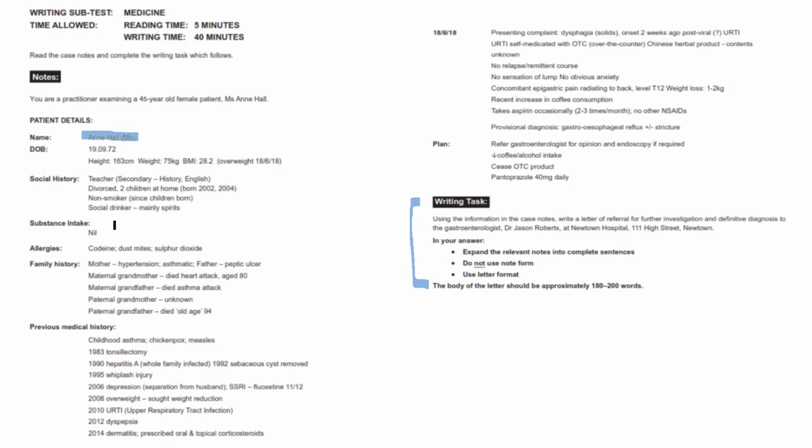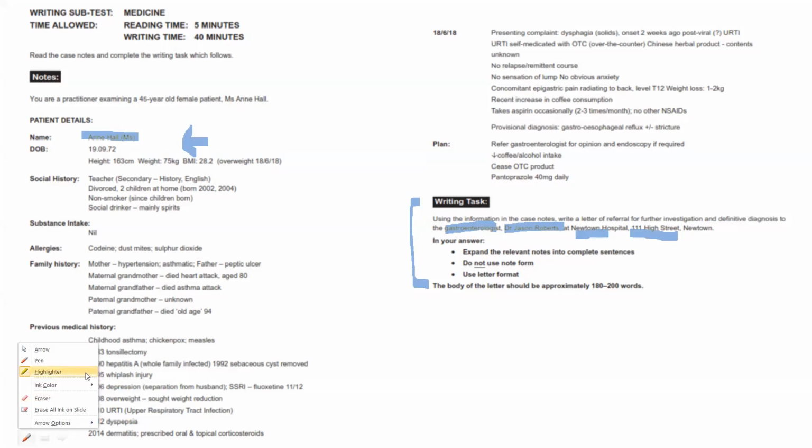No, it is not included in the task whether the doctor we are referring to knows the patient or not. So, Dr. Jason doesn't know the patient we are talking about. And we knew that the recipient is Dr. Jason Roberts, a gastroenterologist working in Newtown Hospital, and this is the address.